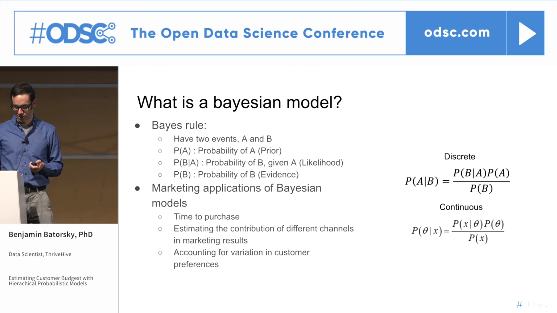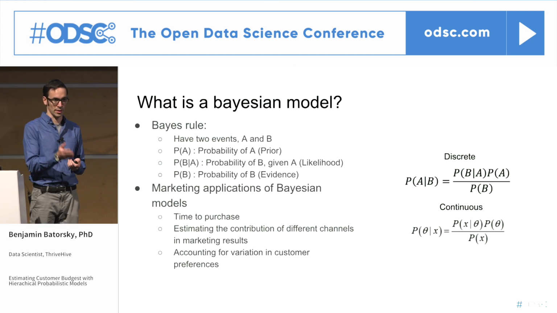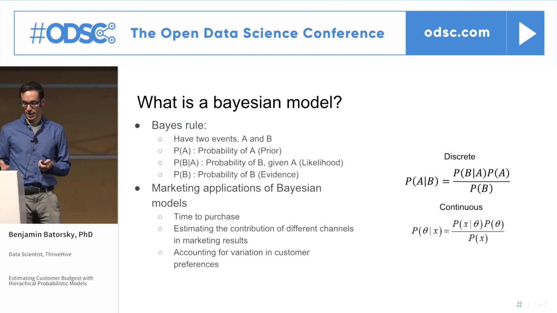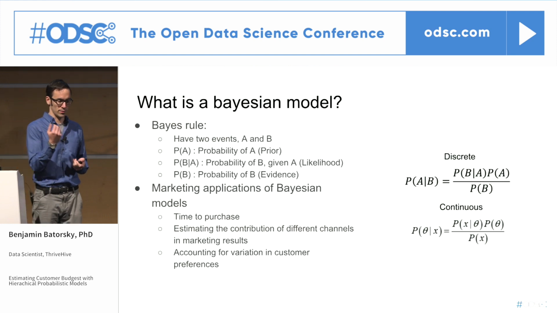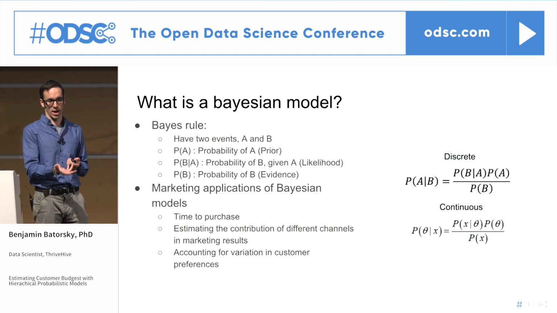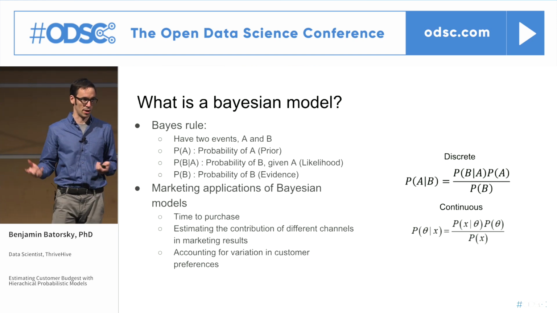I won't go too much into the equation here, but with the discrete event case, you're trying to say what is the probability of A happening given that I've observed B. And that can be extended to the continuous case where what is the probability of a certain parameter given that I've observed X observations.